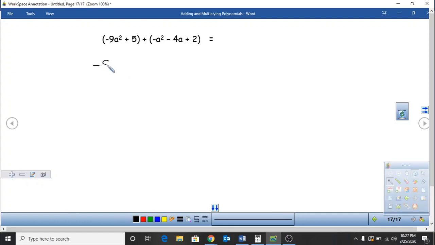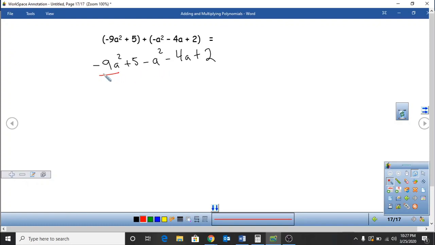All right, so what I'm going to do first is I'm actually going to rewrite these, right? And this is addition, by the way. So this is negative 9a squared plus 5. And since this is addition, I don't have to change any of these signs. So minus a squared minus 4a plus 2.